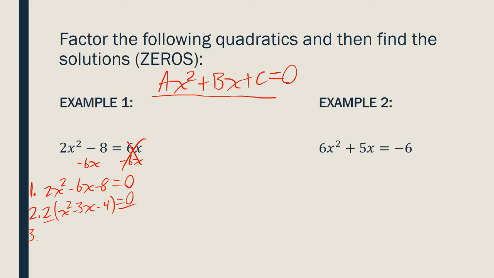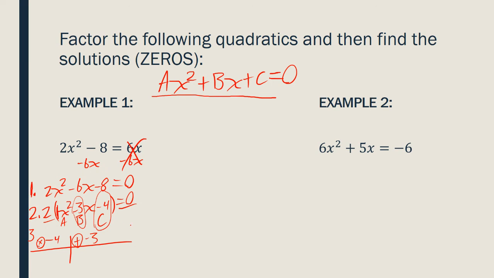Well, my third step is I need to first identify a, b, and c in this quadratic. So a is 1, b is negative 3, c is negative 4. So I need to multiply a and c together. 1 times negative 4 is negative 4. And I find two numbers that multiply to make negative 4 and add up to negative 3.